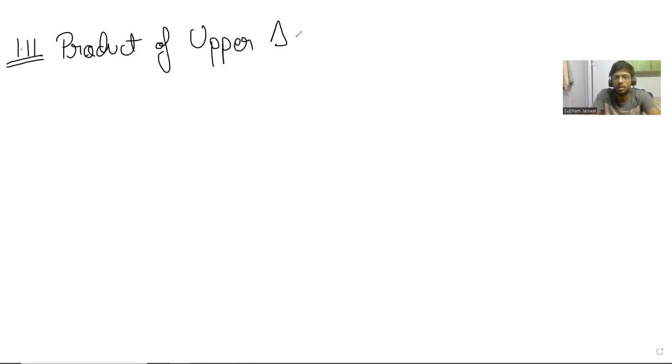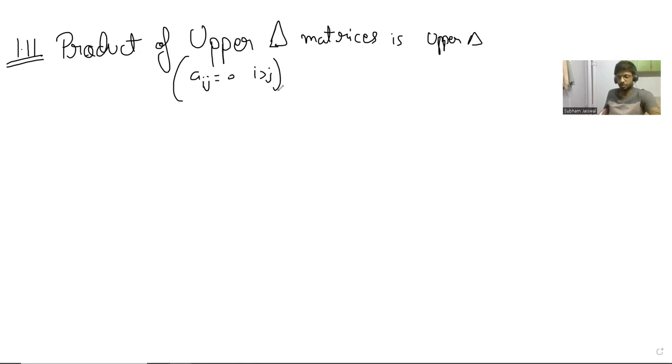Product of upper triangular matrices is again upper triangular. Upper triangular means that whatever is below the diagonal will be zero. So A_ij, where i is bigger than j, is zero. So A_ij is zero for i bigger than j. Let us see how we can explain this. You can also try to use block multiplication. It's not needed, but if you want to use such things, you can use it.